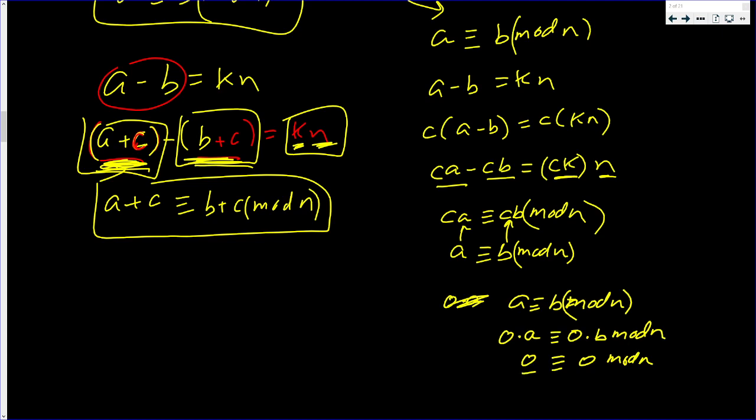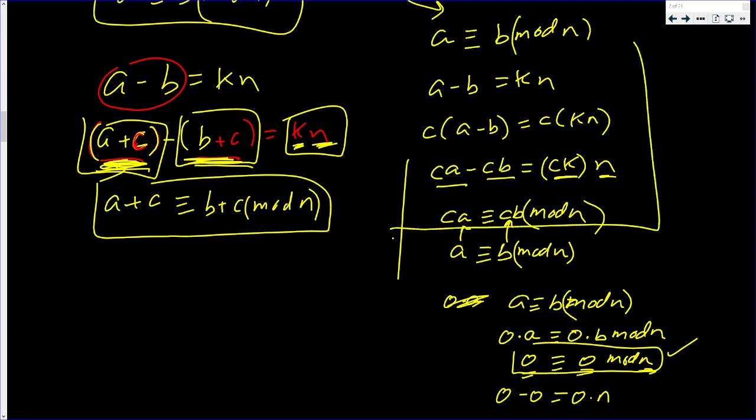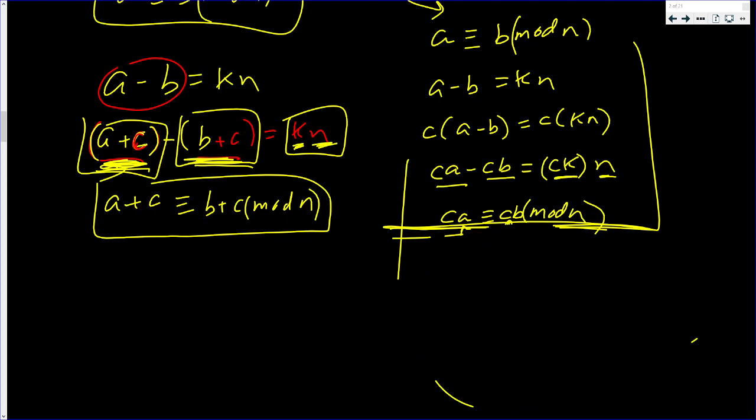And you better believe it. When I subtract those numbers, I do get a multiple of n. I get 0 times n. So, yep, that's valid. So you can even multiply by 0. It's not going to be helpful, trust me on that, but you can do it. And okay, so the proof ended right here. And I did it for sum, adding C to both sides, and then multiplying C on both sides.